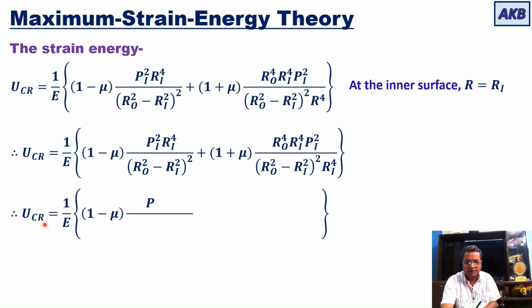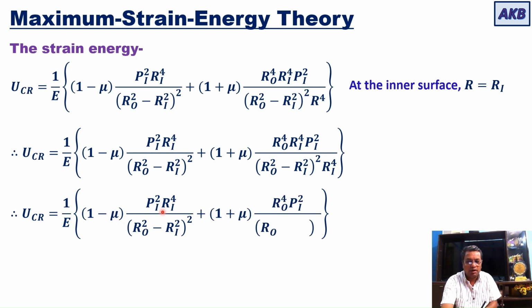So this simplifies the equation to this form. UCR is equal to 1 upon E into (1 minus mu) Pi square into ri raised to 4 over the square of (ro square minus ri square), plus (1 plus mu) into ri raised to 4 and ri raised to 4. These are going to get cancelled. So you are left with (1 plus mu) into ro raised to 4 Pi square divided by the square of (ro square minus ri square).